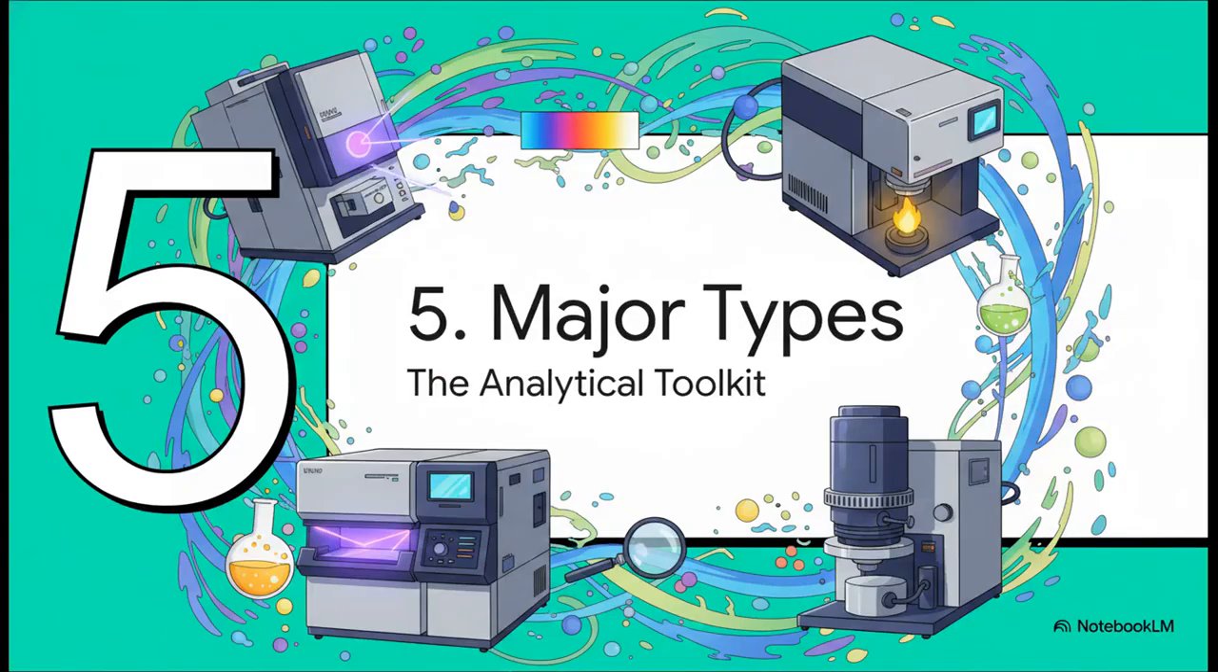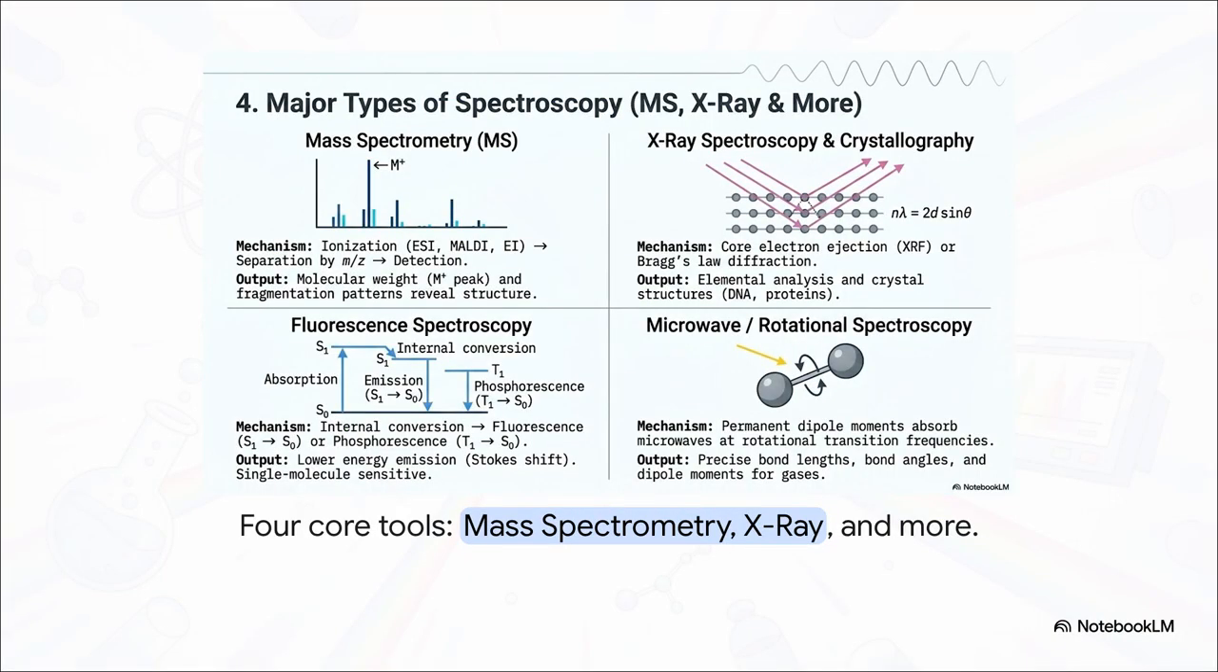Moving to Section 5, Major Types of Spectroscopy. This is our analytical toolkit. Let's look at the actual instruments used in a lab. When you walk into a modern laboratory, you'll see how different mechanisms produce entirely different structural clues.